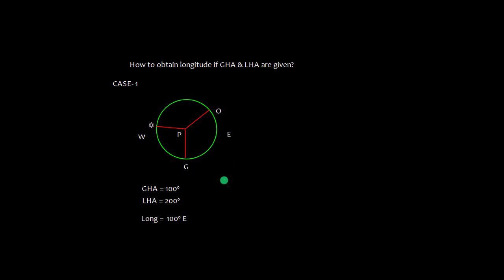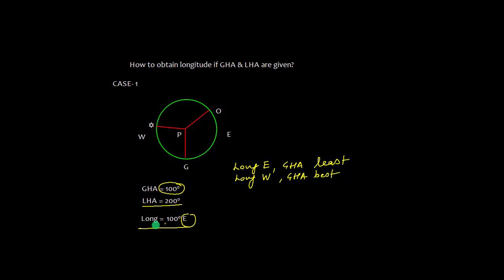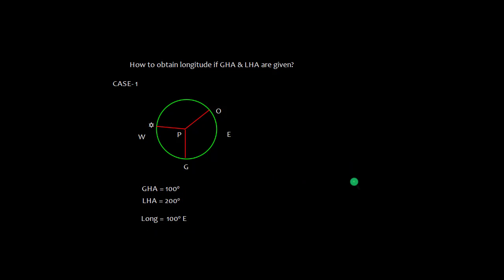So we follow a simple thumb rule which says: longitude west GHA best, longitude west GHA best, and longitude east GHA least. So if we compare here, GHA is less and LHA is more, that means the longitude is east, and you have to subtract. So we get 200 minus 100, which gives 100, that is longitude east.